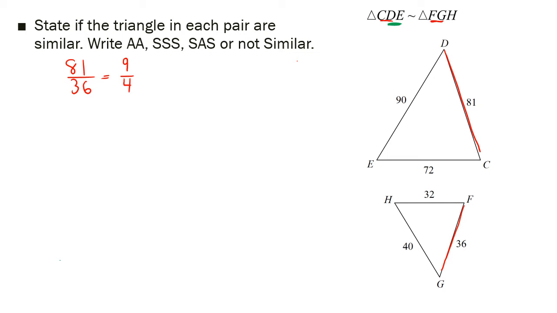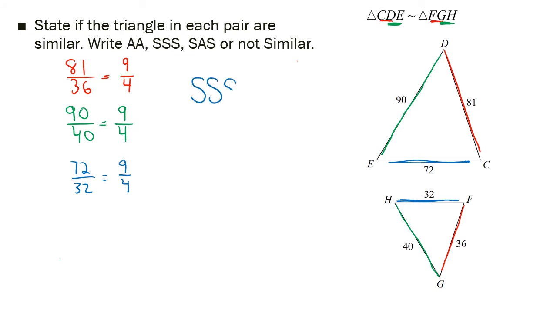Then we can use the name once again. DE is going to match up with GH. And we're going to create another ratio there. So 90 over 40. We can reduce this by 10, making 9 over 4. And then the last one is going to be EC matches up with HF. So 72 over 32. We can divide this by 8, and we will get 9 over 4. Since all the sides have the same similarity ratio, these two triangles are similar by side, side, side.